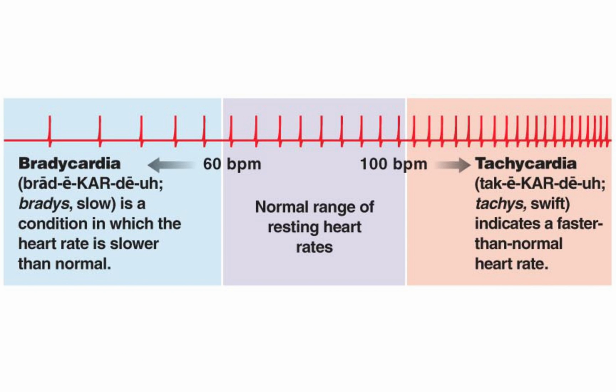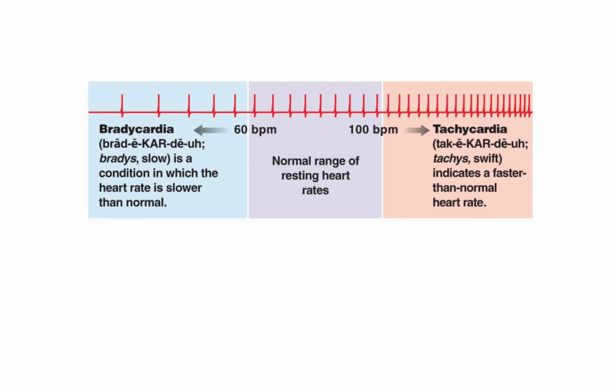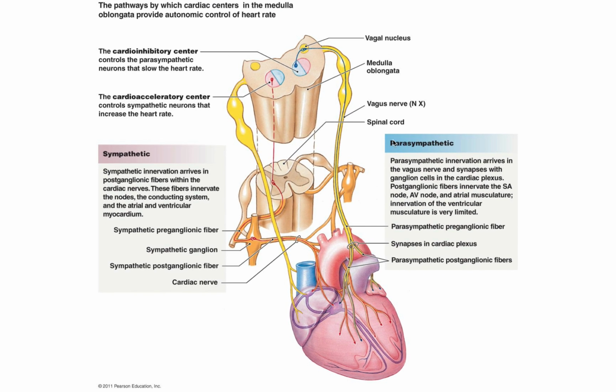So normal heart rate is between 60 to 100 beats per minute. Slower than 60 is called bradycardia. Faster than 100 is called tachycardia. Now that's resting heart rate. Obviously when you're exercising it's going to go up, and that's fine, that's normal. This is all controlled automatically in the medulla. The cardiac centers in the medulla control our heart rate.